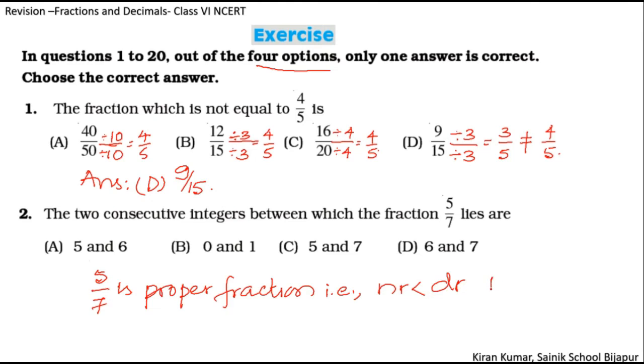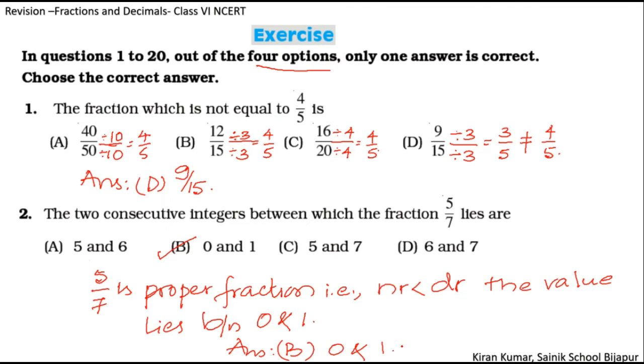The value lies between 0 and 1. Therefore, the number lies between 0 and 1. Option B is the right answer. So the answer is B, 0 and 1.